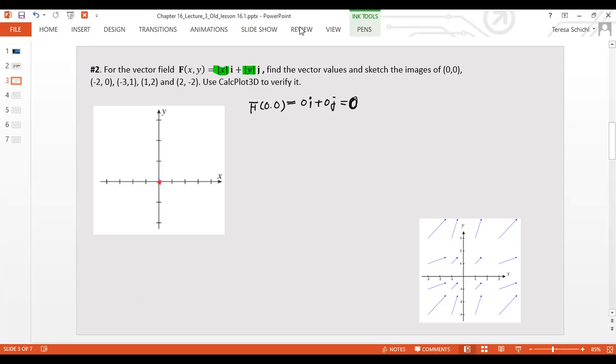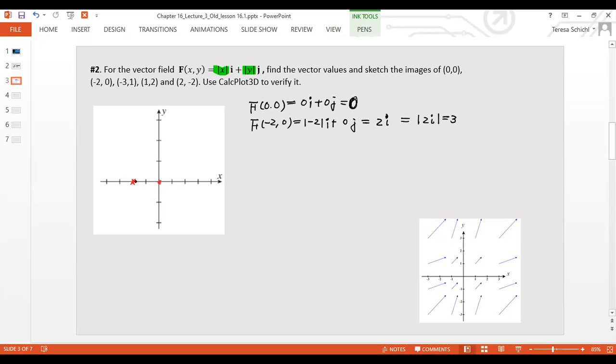All right. Now the next point is F(-2, 0). You put it over here, right? The -2 and 0 give you 2i plus 0j. So what is here is 2i, and the magnitude of the 2i is just 2, right? So that means (-2, 0) is the starting point.